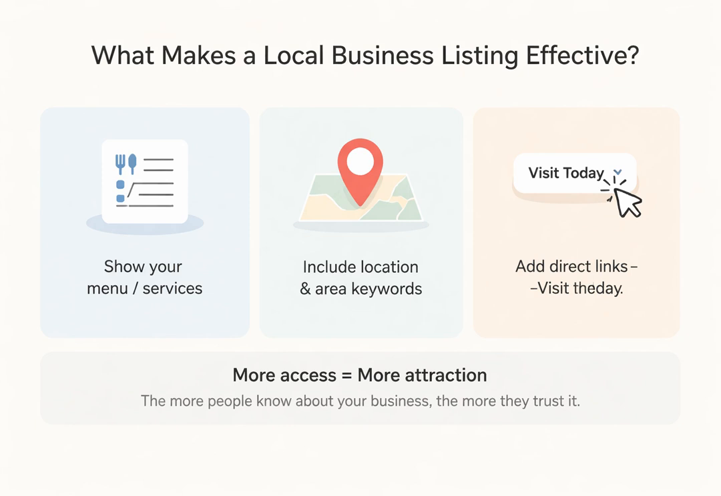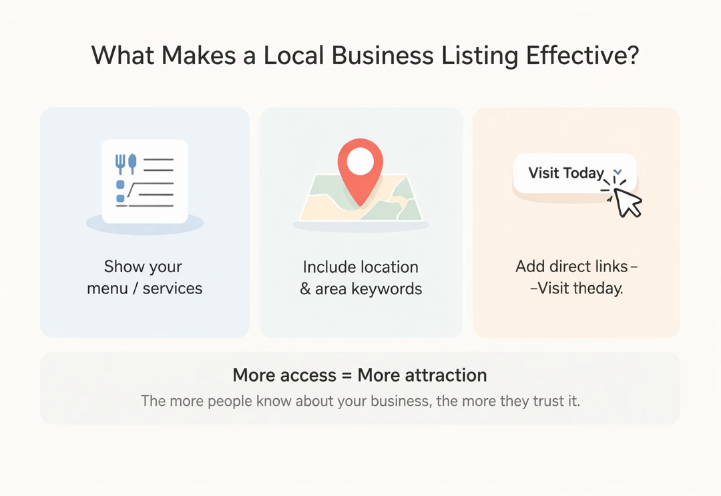First, show your menu or service list. Give people something to look at before they even arrive. Second, use location-specific keywords so you appear in the right local searches. Third, include direct action links, something like Visit Today, so the user doesn't have to hunt for next steps. The underlying principle is powerful. The more access and information you give a potential customer, the more attracted they become.